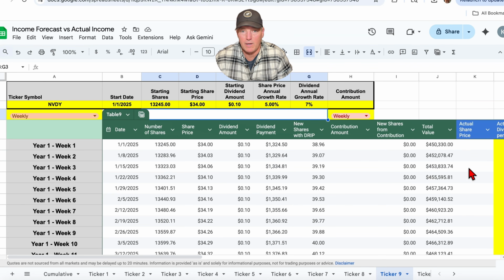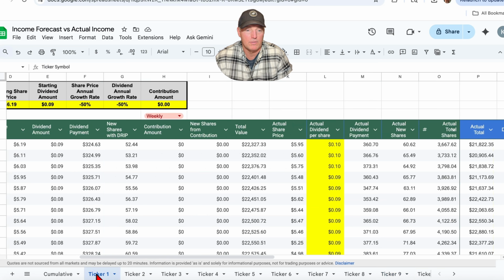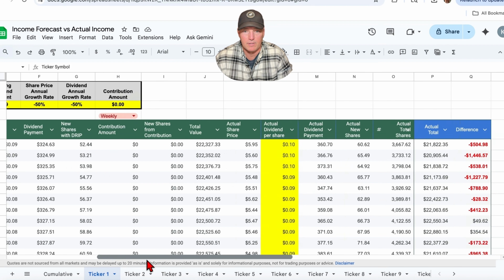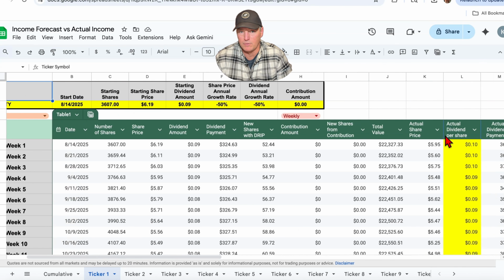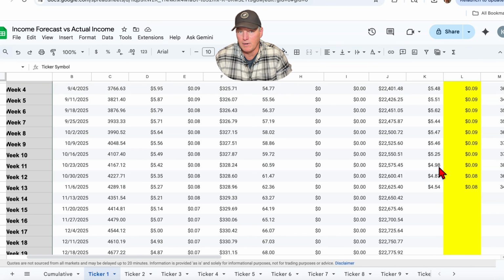This is just showing that. Again, all this will fill in. It takes a little bit of time for that to happen. These are your actual funds and what's happening with them. Again, we're back over to ULTY now. You can see those prices finally came in and carries us down to here.